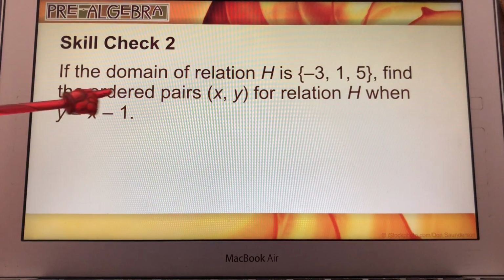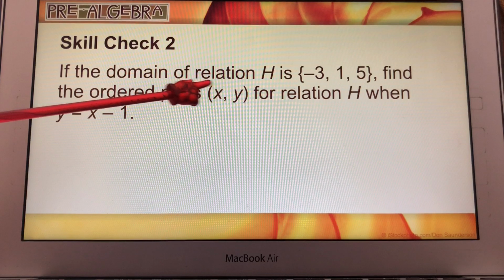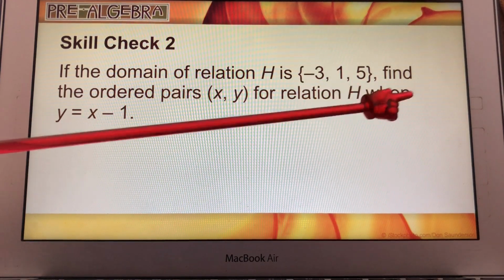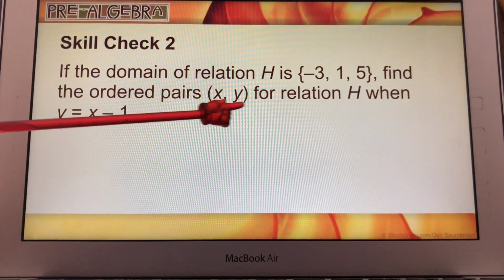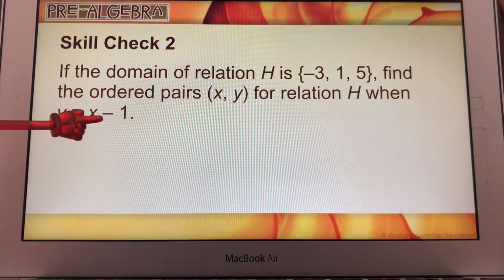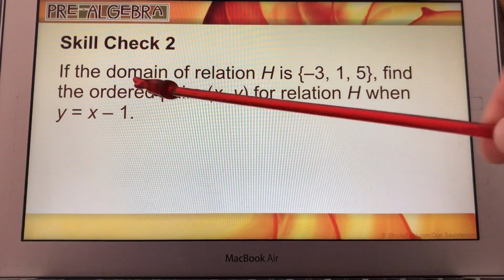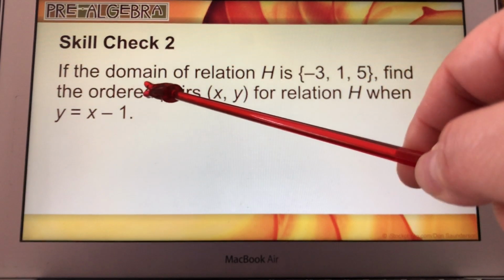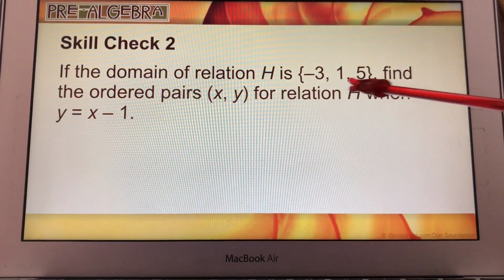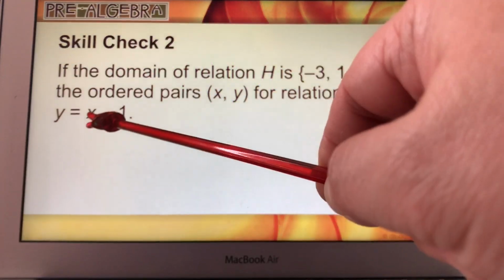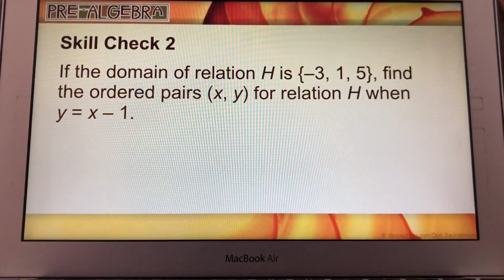Okay, now it says if the domain of relation H is -3, 1, 5, find the ordered pairs x and y for relation H when y equals x minus 1. So in other words, what they're saying is domain. Remember, this is your x. Domain means the x values. These are your values for x, okay? And then they want you to plug these values for x in here to this equation, and then we can solve for y.